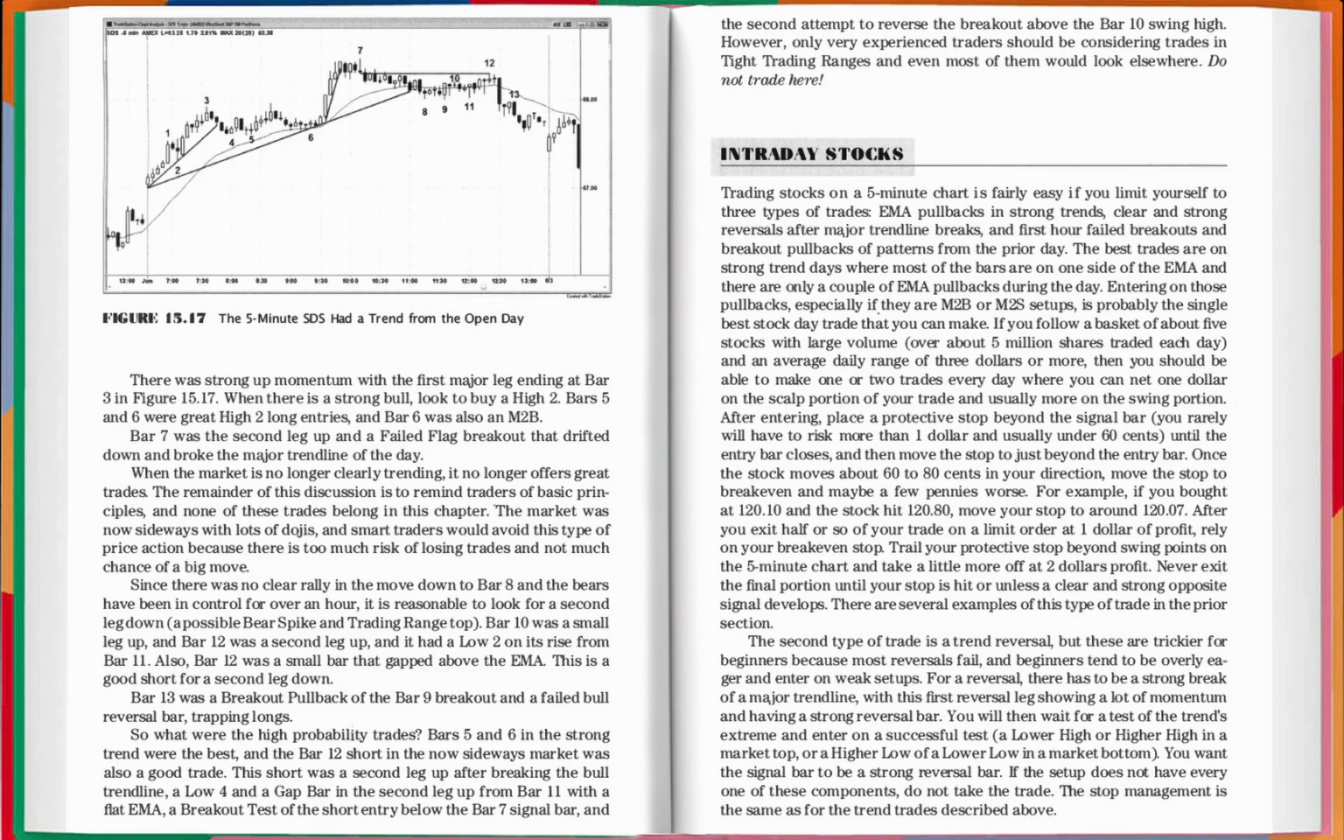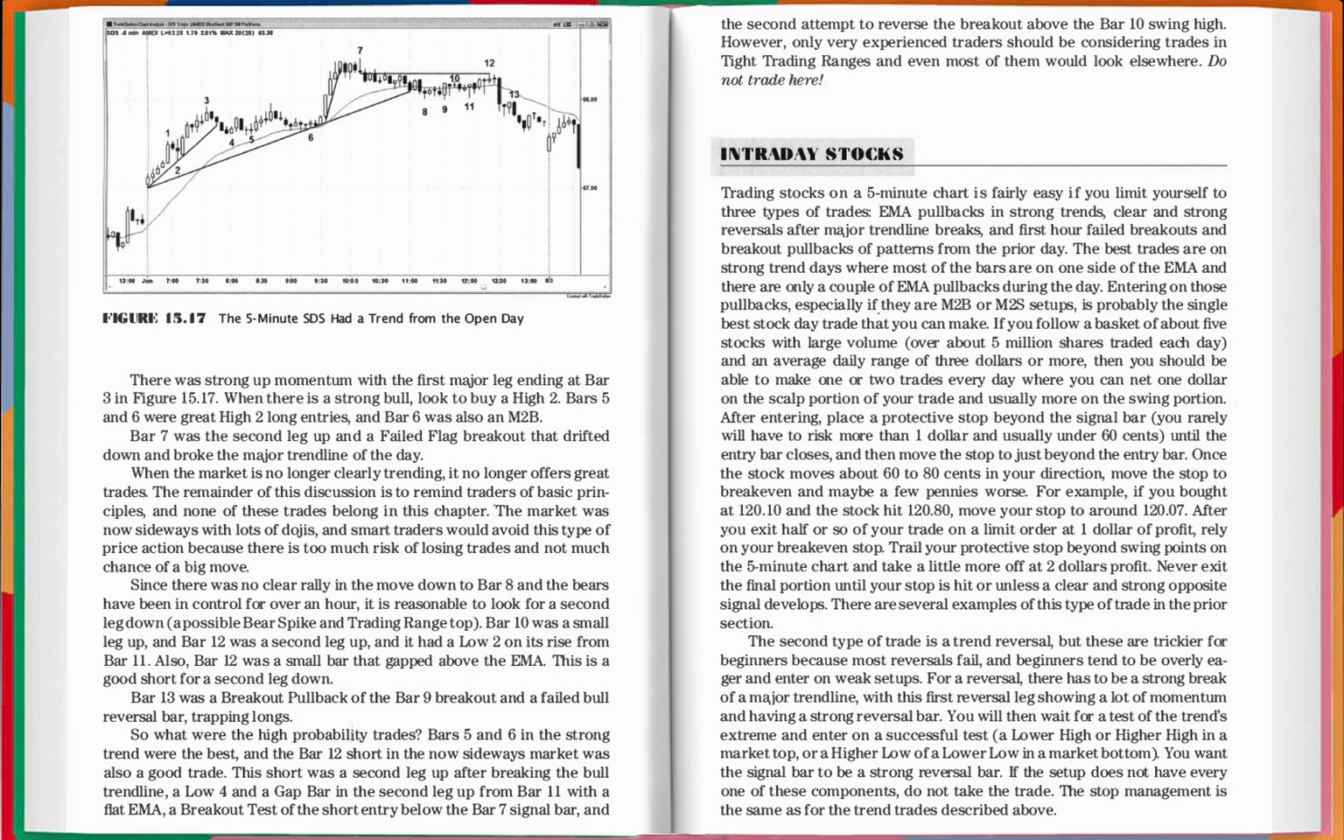Bar 13 was a breakout pullback of the bar 9 breakout and a failed bull reversal bar, trapping longs. So what were the high probability trades? Bars 5 and 6 in the strong trend were the best, and the bar 12 short in the now sideways market was also a good trade.